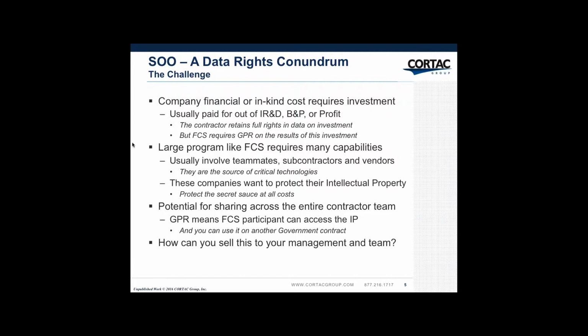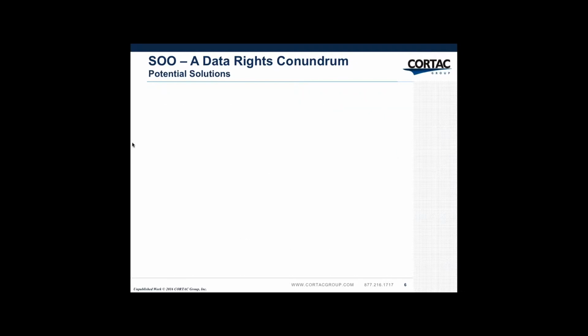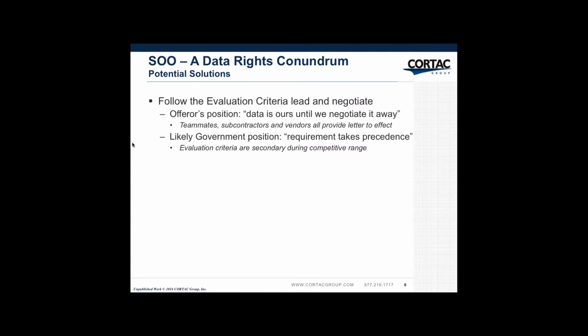So what are the potential things that you can do? The first one is you follow the evaluation criteria's lead. You look at that, it allows you some wiggle room. You specifically state that, consistent with Section M, we maintain that the data is ours until we negotiate it away, and we all provide a letter to that effect. I go to my teammates, my subcontractors, and my vendors, and I get a letter that we're willing to negotiate this with the government. Now, the government's likely position in that case is that a requirement takes precedence.